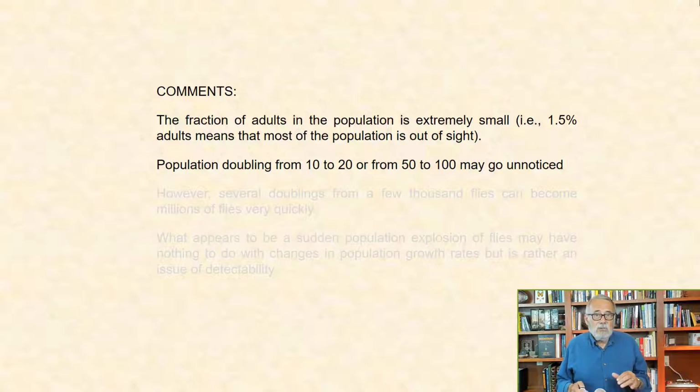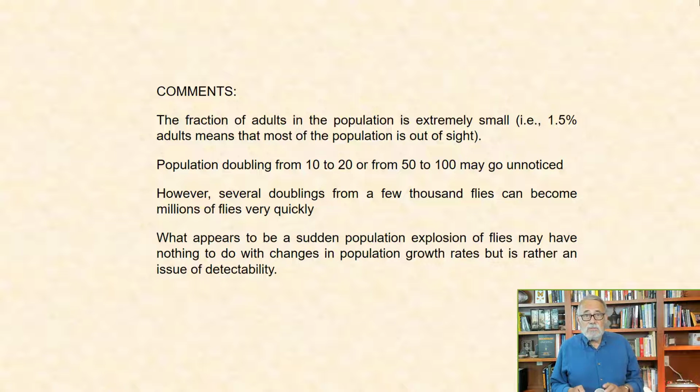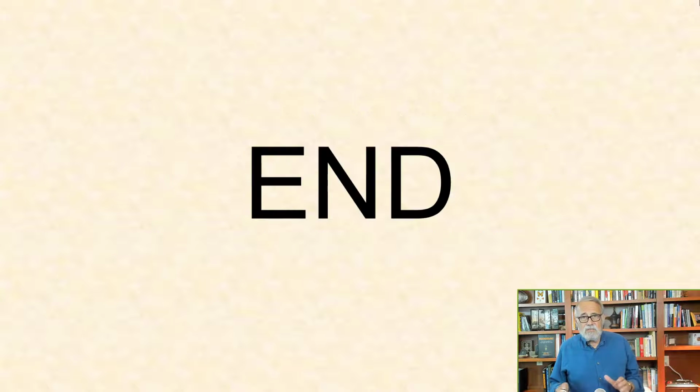Second, with a doubling time of only 2 to 3 days, a population doubling from, say, 10 to 20 or from 50 to 100 may go unnoticed. However, several doublings from a few thousand flies can become millions of flies very quickly. Thus, what appears to be a sudden population explosion of flies may have nothing to do with changes in population growth rates, but it rather is an issue of detectability. So this ends Module 5.5 on population projection.